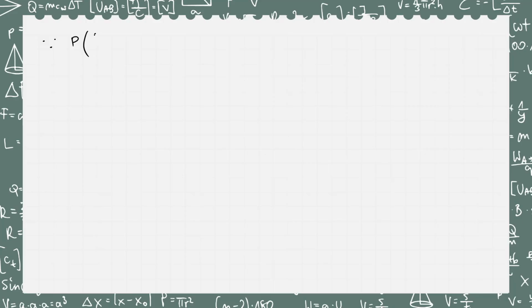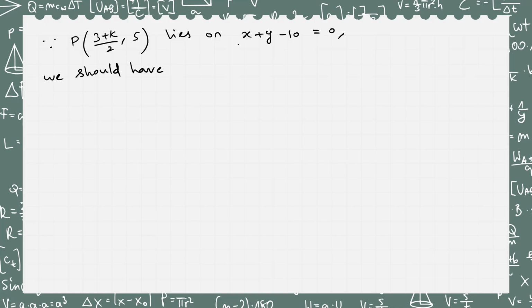Since P (3 plus k by 2, 5) lies on the line x plus y minus 10 equal to 0, we should have, replacing x with the x value of the point P, which is 3 plus k by 2, and replacing y with the y value of the point P, which is 5, minus 10, should be equal to 0. Now if we solve this equation, we will get the value of k.